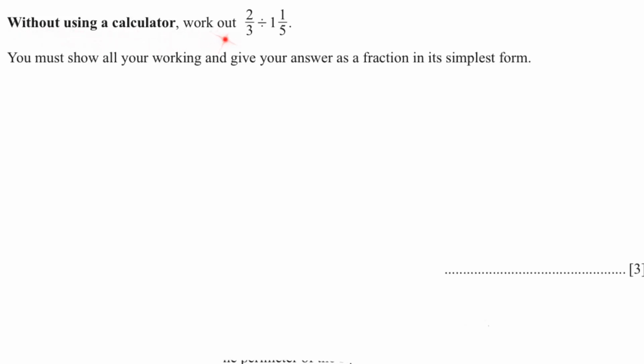Without using a calculator, work out 2/3 divided by 1 over 5. And for these questions, you must show all your working and write it in the simplest form.